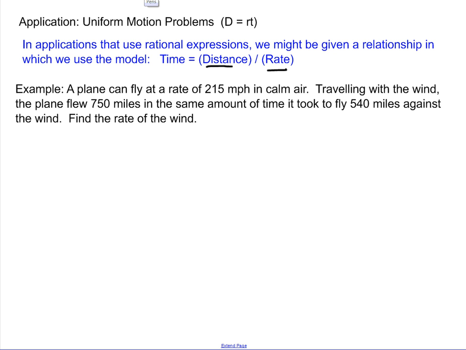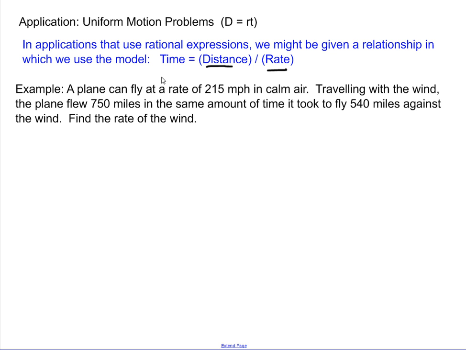Hello everybody, finishing off our work with section 7.4 here. Let's talk about an application, a uniform motion problem. In this particular kind of problem, we can use a rational expression to help us work with the relationship that distance equals rate times time. However, in this model, we're going to use the fact that time can be found by taking distance and dividing it by the rate.